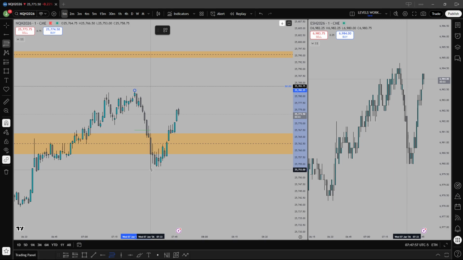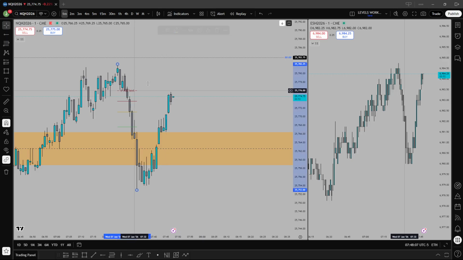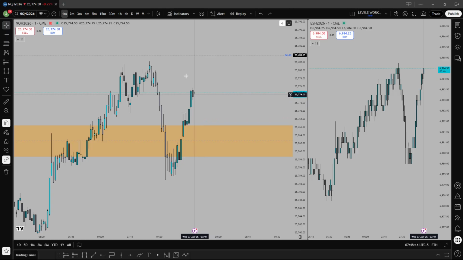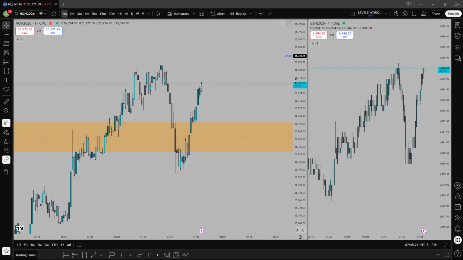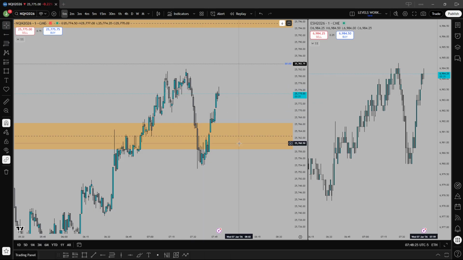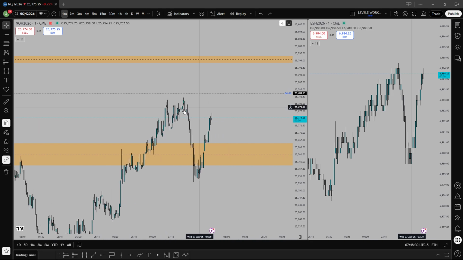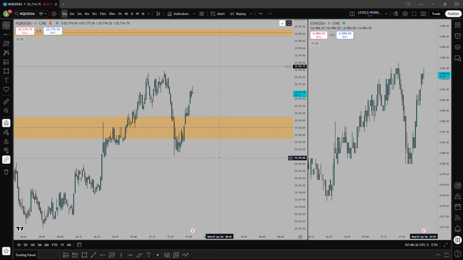So we are in OTE. To be honest, I'm still expecting it to fall from here. If it doesn't do that, it's okay, no problem. But that's just what I wanna see. If it doesn't do that, it just means that we'll wait for 8:15 first.